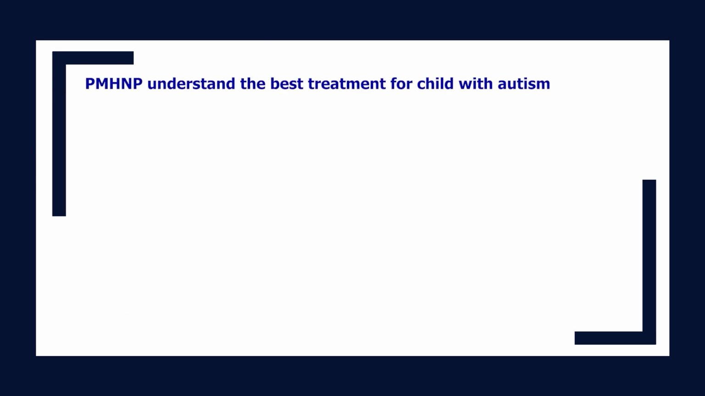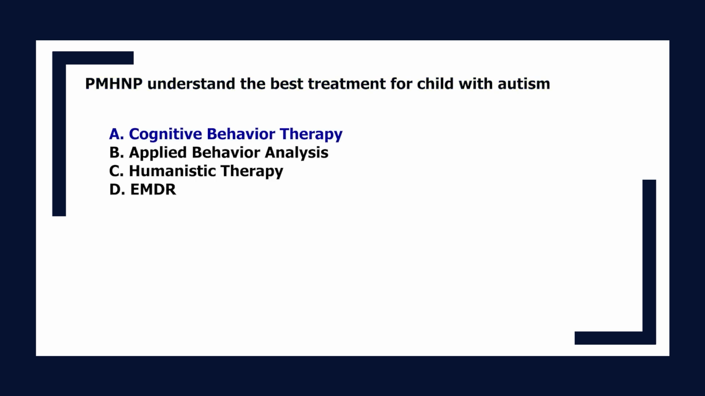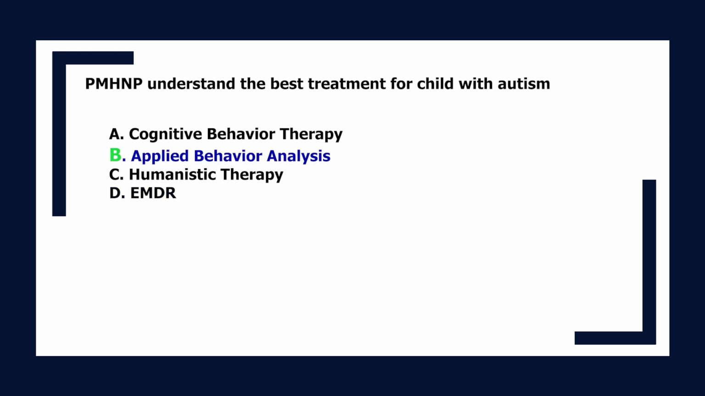PMHNP understands the best treatment for child with autism. A. Cognitive behavior therapy. B. Applied behavior analysis. C. Humanistic therapy. D. EMDR. The answer is B. Applied behavior analysis.